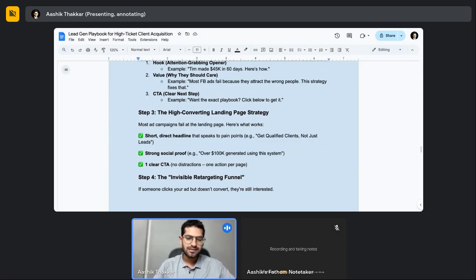And last, a single clear call to action, no distractions, one action per page. That's it. That's all you need in your landing page.